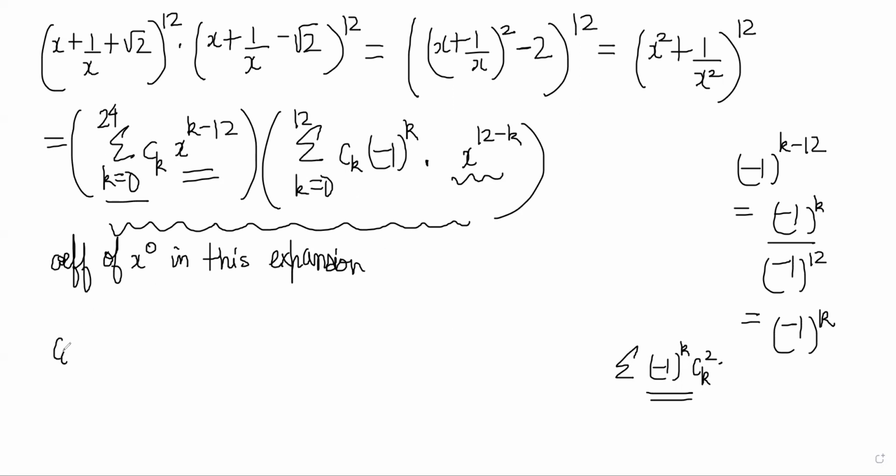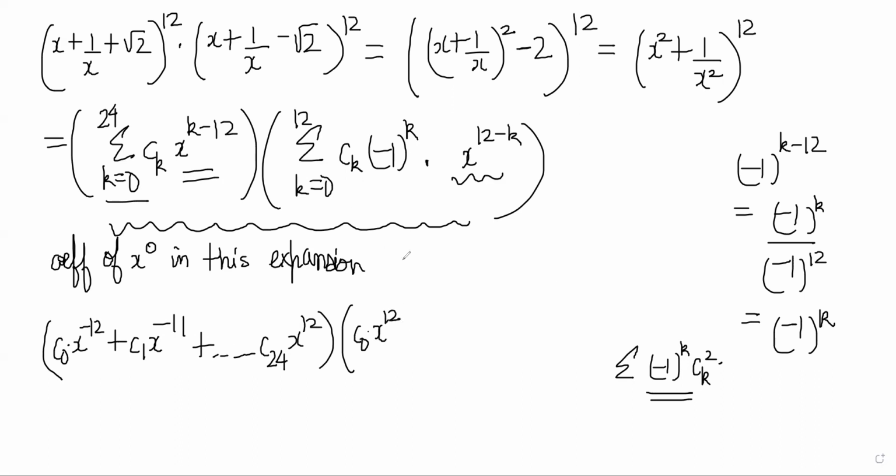So for example, when you put k as 0, you get c0 x power minus 12, then you get c1 x power minus 11. And this goes on till c24 x power 12. This is the first expansion. And here what am I getting? When you put 0, you get c0 x power 12. When you put 1, you get c1 into minus 1 into x power 11, right? And so on. When you put 24, what do you get? c24, minus 1 power 24 is 1, and this will be x power minus 12, right?